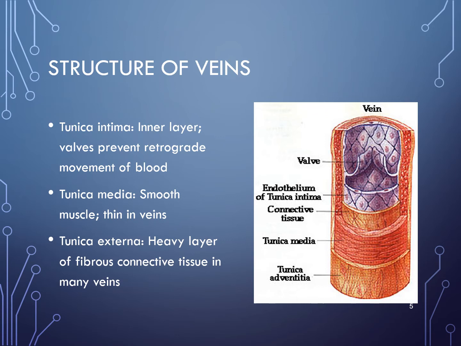They basically have the same three layers that arteries do, the tunica intima, the tunica media, and the tunica externa. However, their musculature is not as thick as the arteries because they do not have to sustain as much pressure from the beating of the heart.